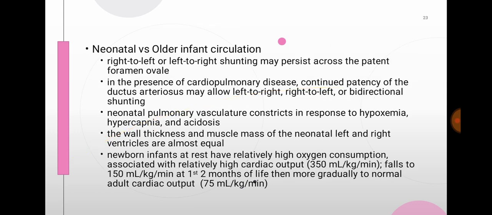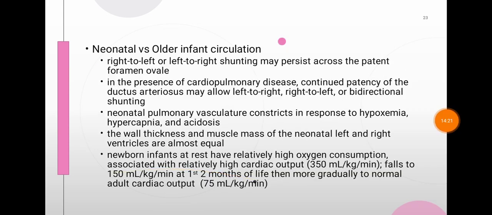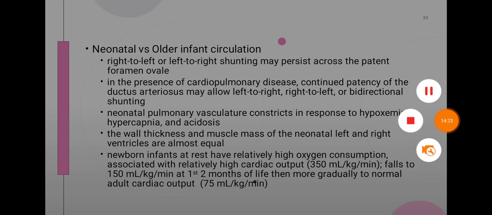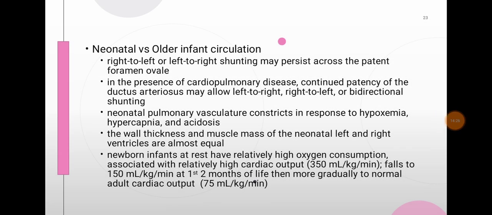So again, as I mentioned earlier, your neonatal circulation is different from your older infant and child circulation. So there is less shunting because the foramens have closed already, or they have undergone functional closures already. In the presence of your cardiopulmonary diseases, there's a continued patency in your ductus arteriosus. This can allow for bidirectional flow of your blood and shunting. So your neonatal pulmonary vasculature responds quickly to oxygen.